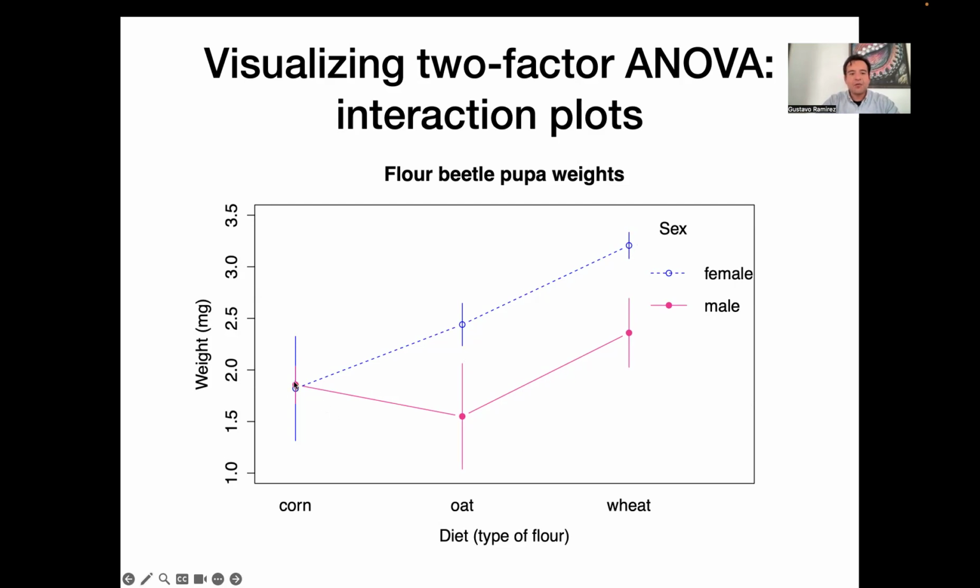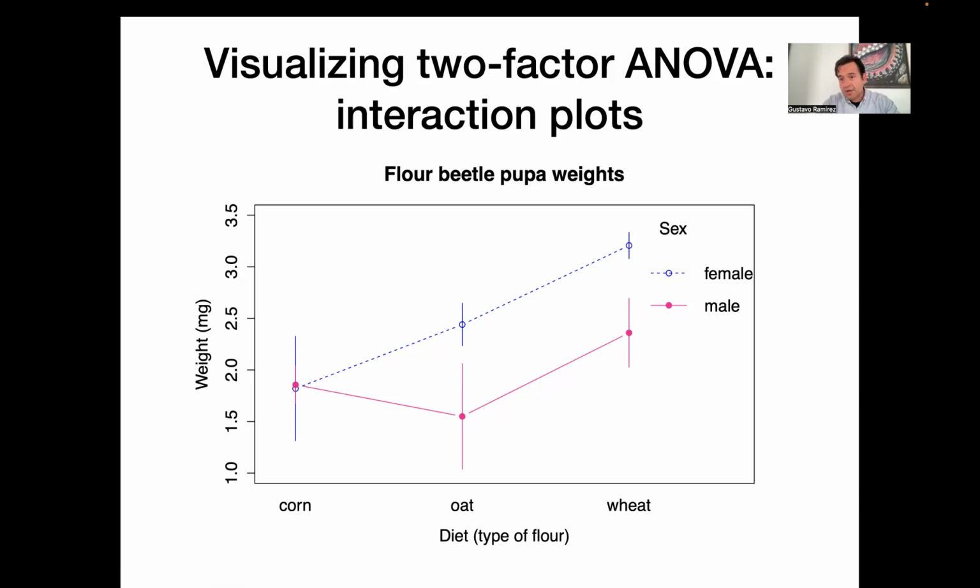So anyway, what we see down here is that there is basically an equal mean for females and males in terms of the pupa weight, right? When both fed on corn. All right.